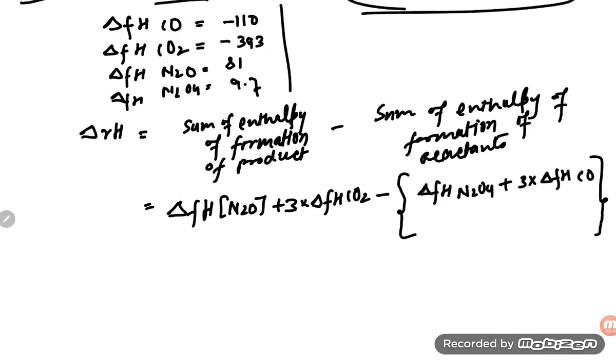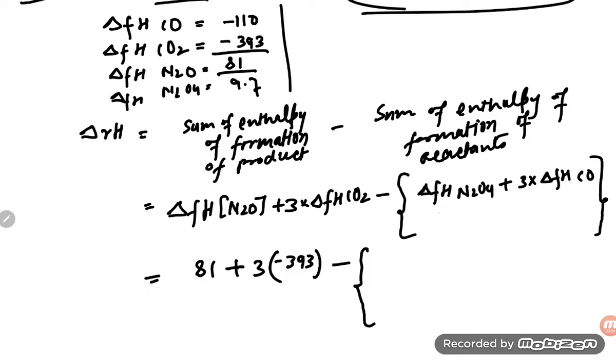Here you put in the values, dear student. For N2O the value is 81, plus 3 multiplied by CO2, the CO2 value you see is -393, and then minus, in the middle bracket, delta H of N2O4. N2O4 you see is 9.7, and then plus 3 in bracket. How much is there for CO? CO is -110.